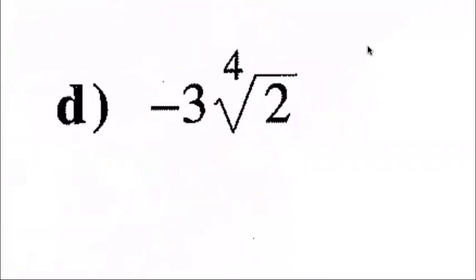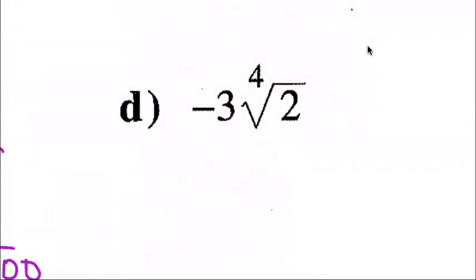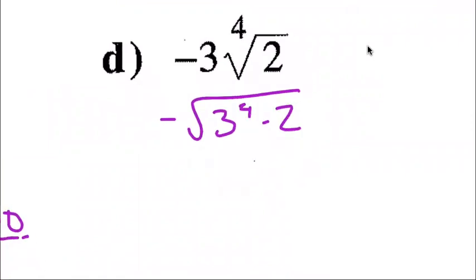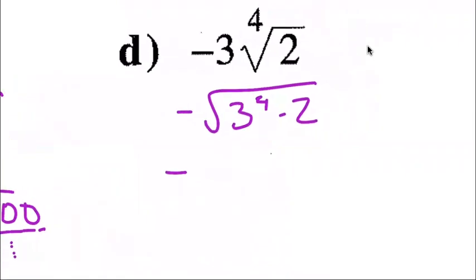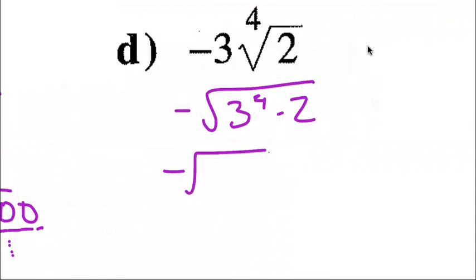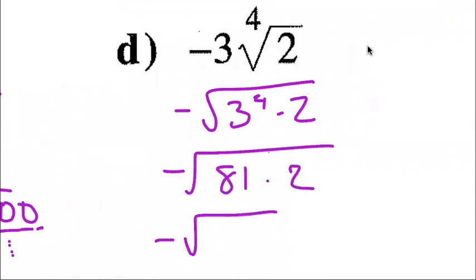Negative 3, 4th root 2. Again, because this is an even root, the negative has to stay on the outside. I'm going to put the 3 to the 4th back on the inside, and that's going to be times 2. Well, 3 times 3 times 3 times 3, 3 to the power of 4, is 81, times 2. Oh, that's 4th root. Don't forget the 4th root. 81 times 2, 162.